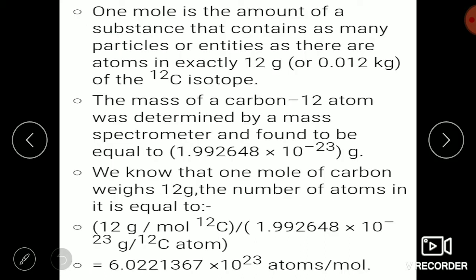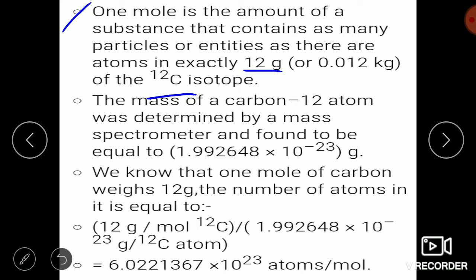Now what is that 1 mole? The definition of 1 mole is the amount of a substance that contains as many particles or entities as there are atoms in exactly 12 gram of the carbon-12 isotope. We have to mention carbon-12 specifically because carbon has 3 isotopes: carbon-12, carbon-13, carbon-14. Carbon-13 is rare, carbon-14 is radioactive, so we just took one isotope of carbon, that is carbon-12. So 1 mole is the amount of substance that is equivalent to the atoms present in 12 gram of the carbon-12 isotope.